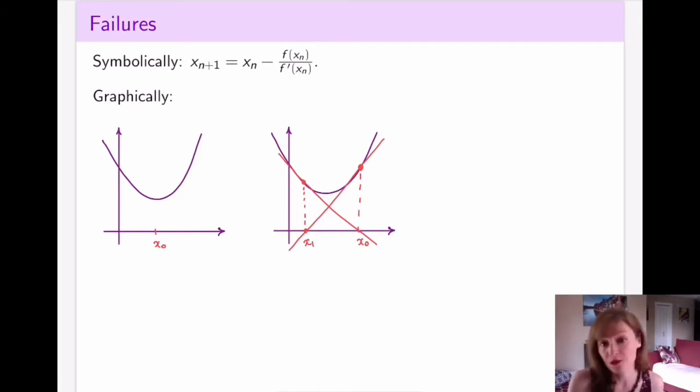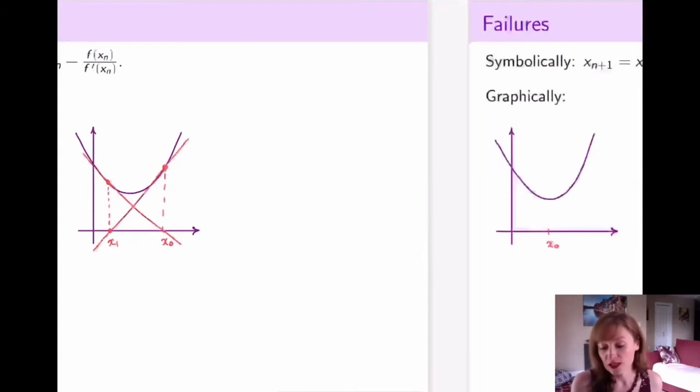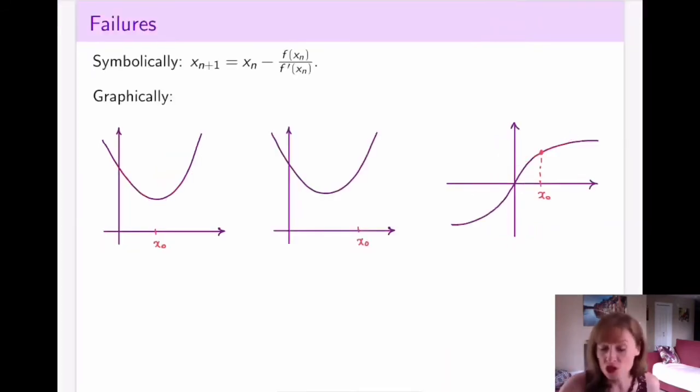So you can come up with functions and initial guesses that will lead you to a 5-cycle, 7-cycle, any choice of cycle. So this is the second way in which it can fail. And the last way in which it can fail is something like this. So again, let's try to actually construct a tangent line and see what happens here.